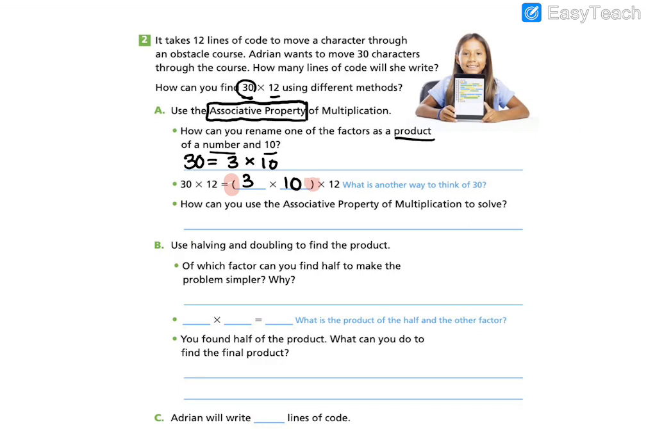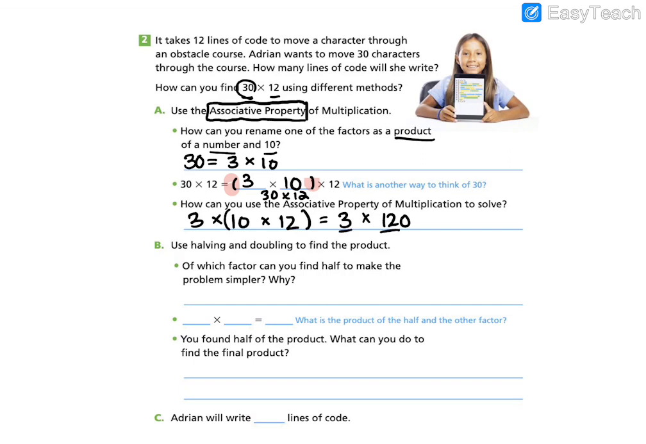Associative property says we can change where those parentheses are. Since it is saying 3 times 10 times 12 with solving 3 times 10 first, we can change where the parentheses are because we're working with all multiplication. So instead of saying 3 times 10, because then we would have 30 times 12, we are going to move those parentheses around 10 times 12. That's going to give us a new equation of 3 times 120.